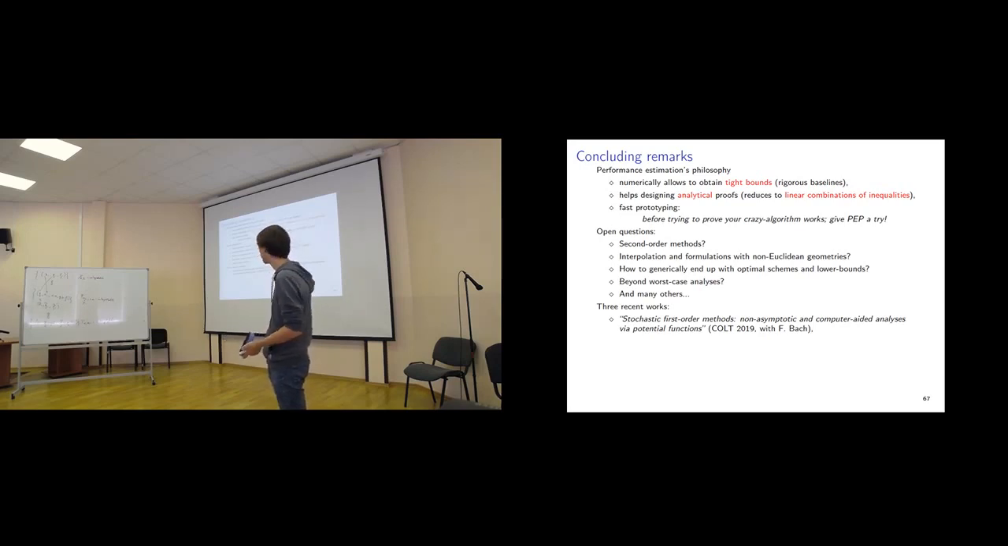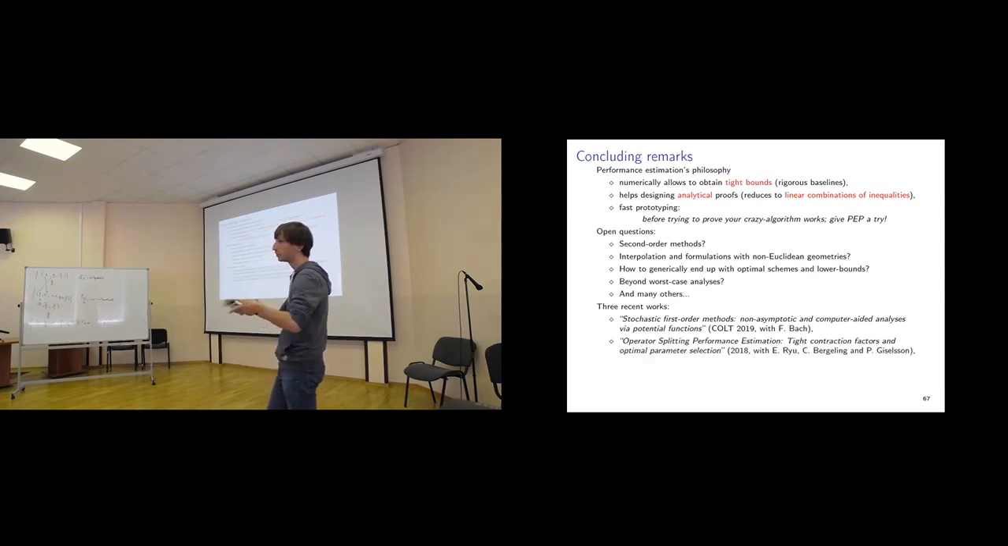If you are interested, there are a few recent works we did together with collaborators I showed the picture of in the beginning. For example, how to use the methodology for designing potential or Lyapunov-based proofs. This is joint work with Francis Bach, and we use that in particular for obtaining guarantees in stochastic settings. If you're interested in monotone operator theory and operator splitting, for example the example I showed on Douglas-Rachford, this was joint work with Ernest Ryu, Carolina Bergeling, and Pontus Giselsson, from UCLA and Lund. It's quite recent also. If you have questions on that, I would be happy to answer.